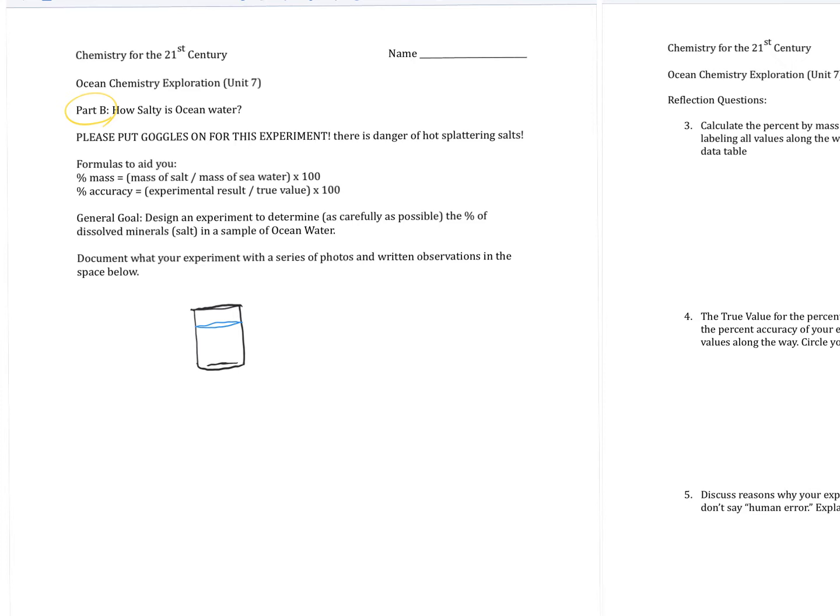So maybe it's 2% salt or 5% salt. So how do we calculate that? Here's the equation we'll use: ultimately we'll want to know the grams of salt and divide that by the total grams of salt water, and then multiply by 100, and that will give us percent by mass of salt. Okay, so that's the basic idea.